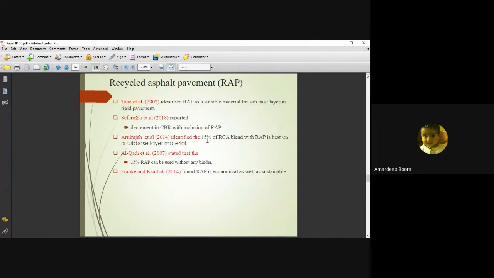And RAP is recently the most attractive point of research. RAP is the aggregate obtained from existing bitumen pavement, recycled asphalt pavement. So we utilize the aggregate from there instead of natural aggregate. It was reported that we can utilize 15% RCA blended with RAP, as reported by Arul Raza in 2014.